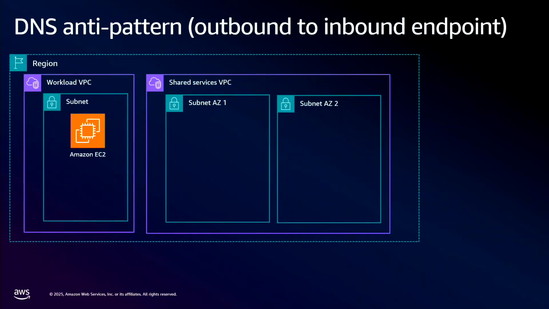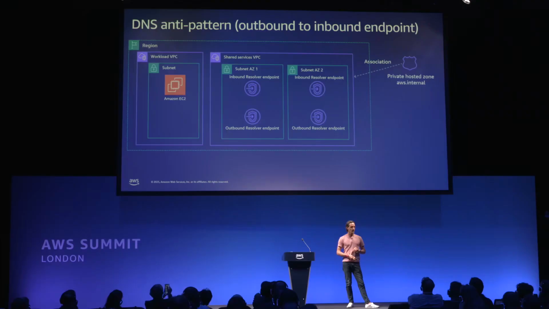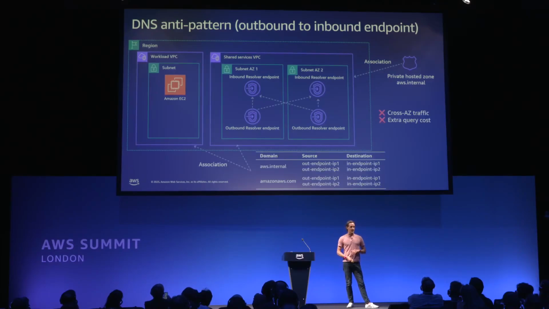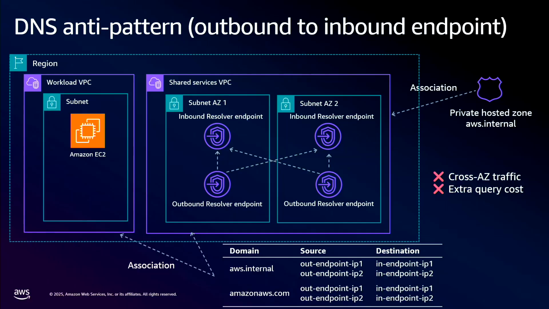The other anti-pattern to be aware of is actually using Resolver in the wrong fashion. And that is to sort of centralize all of your endpoints in an account in a VPC, put your private hosted zones into that VPC and attach them, and then use a configuration in the rules which effectively sends the request out of the outbound endpoint and hairpins it back in through the inbound endpoint. So it can be done. You probably shouldn't do this.